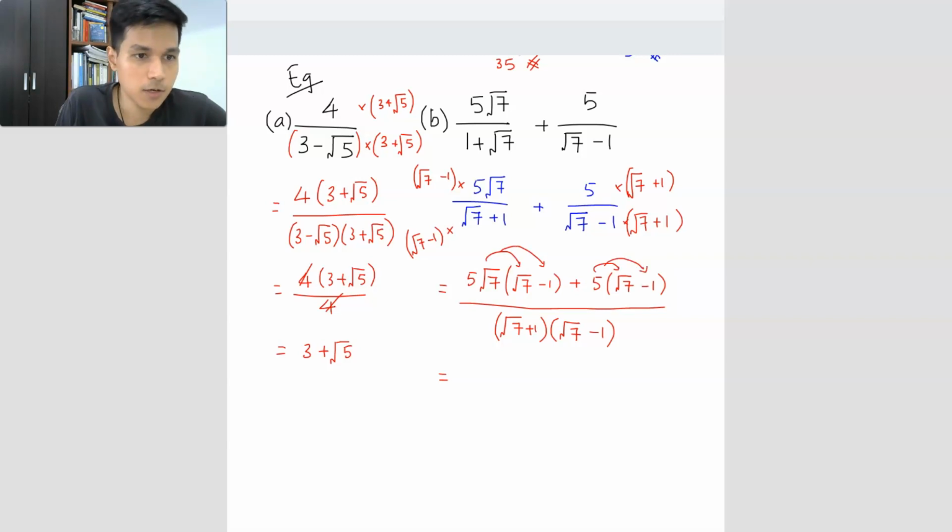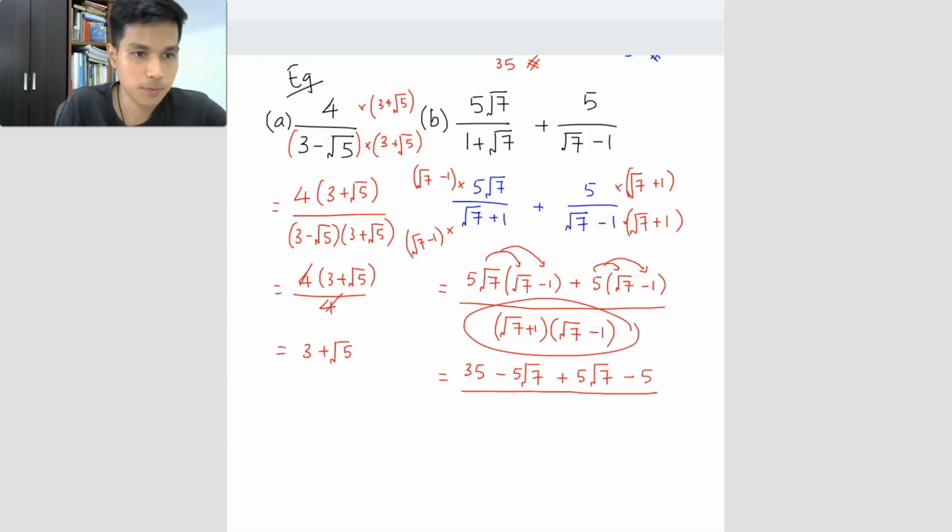What do you get? You get 5 surd 7 times surd 7, you get 5 times 7, right? Because no more surds anymore, because surd 7 times surd 7 is 7. So 5 times 7, you can just straight away write 35. Minus 5 surd 7 times 1 is the same thing. Plus 5 surd 7 minus 5 over.